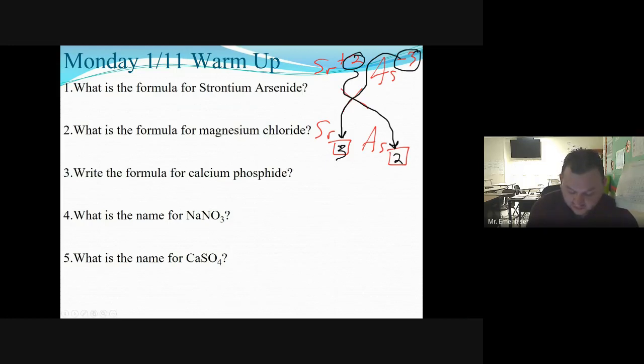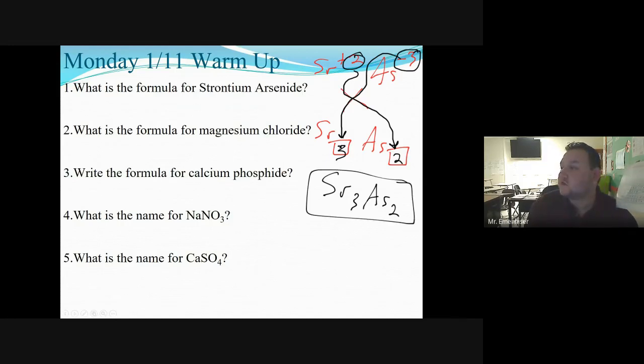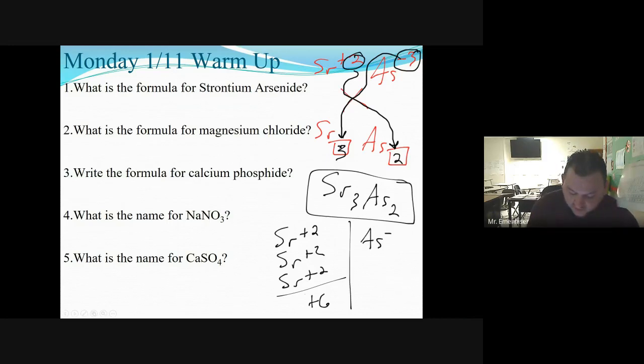And so this is Sr3As2. That's the formula. If you think about it this way, we need 3 strontiums, which will give us a +6, because each of them is a +2. So that's a total +6 on the positive team. On the negative team, the negative Nancys, the arsenic has -3. There's 2 of them, and so it's a -6.